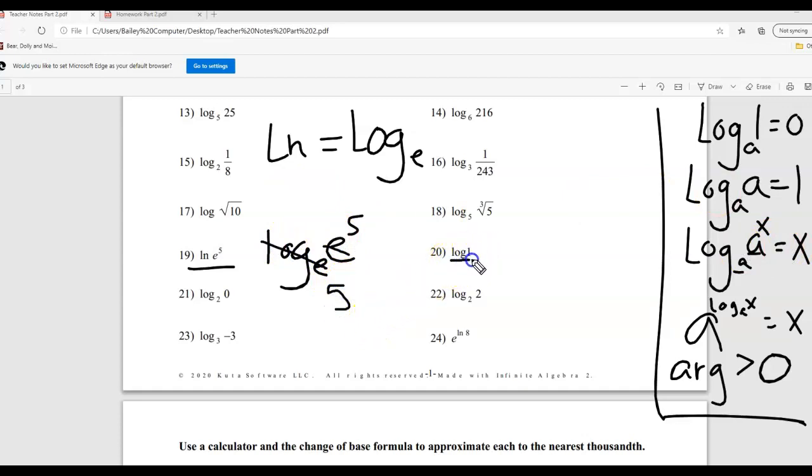Here's another one, log 1. So remember, if they don't put the base there, that means the base is 10. So if it helps you to write it, go ahead. Now in this case, we have a rule for this already. Anytime your argument is a 1, the answer is 0. So using that rule up there, we can get a nice simple answer pretty quickly. Let's go ahead and look at the next one here.